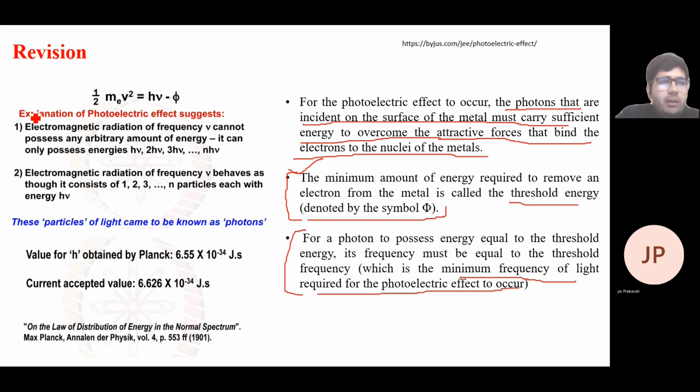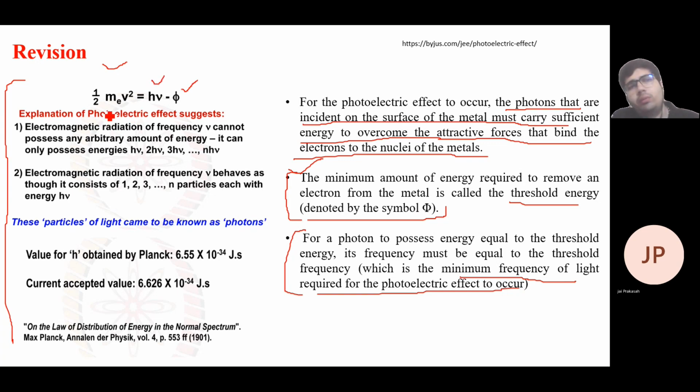Einstein gave an explanation for this photoelectric effect, and here is the equation: half m v squared equals h nu minus phi. Here phi is the minimum amount of energy, h nu is the energy of the photon we have, and half m v squared is the kinetic energy of the electron leaving the metal surface.